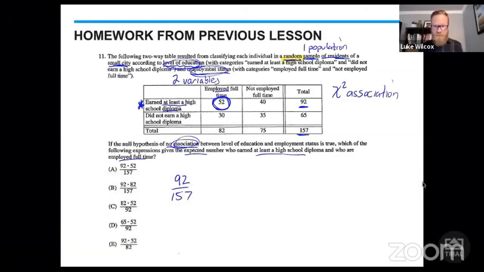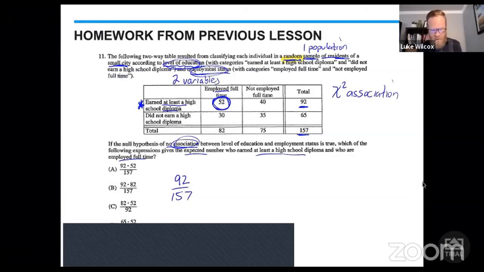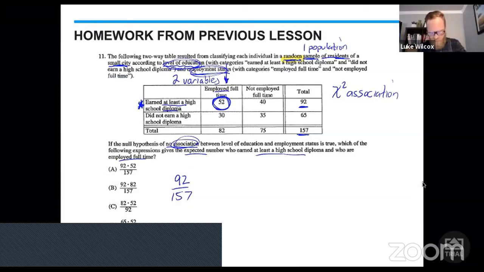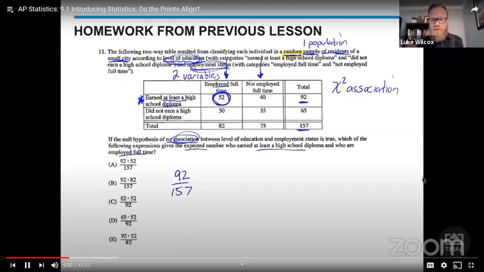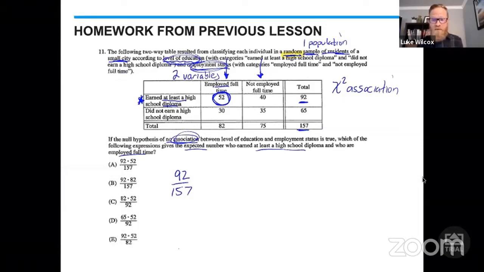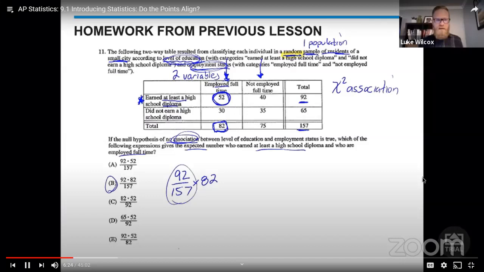Now, if the null hypothesis is true and there's no association, we would expect that proportion to hold for this group of people as well as this group of people. In other words, the proportion would be the same within each one of those columns. Now, we know we want to deal with the first column here. And so this is the proportion, and we know the total within that column is 82. So we should be able to take the proportion of the total there to get our answer. And sure enough, if you look at the answer choices, that does in fact match with answer choice B.